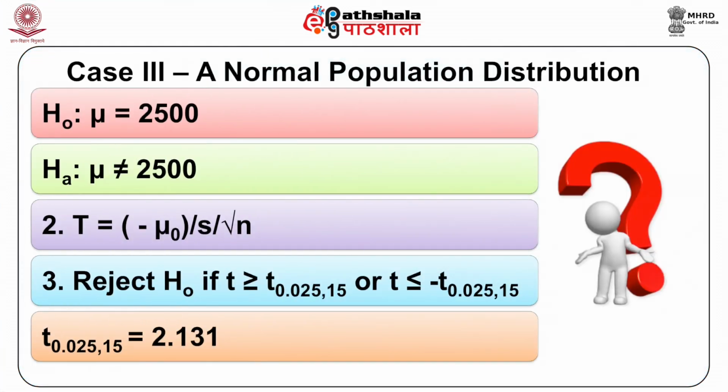Solution. 1. H0: mu is equal to 2500. Ha: mu is not equal to 2500. 2. T is equal to x bar minus mu 0 divided by S divided by root n. Reject H0 if T is greater than t 0.025, comma 15 or minus t 0.025, 15 is greater than or equal to T, where t 0.025, comma 15 is equal to 2.131.